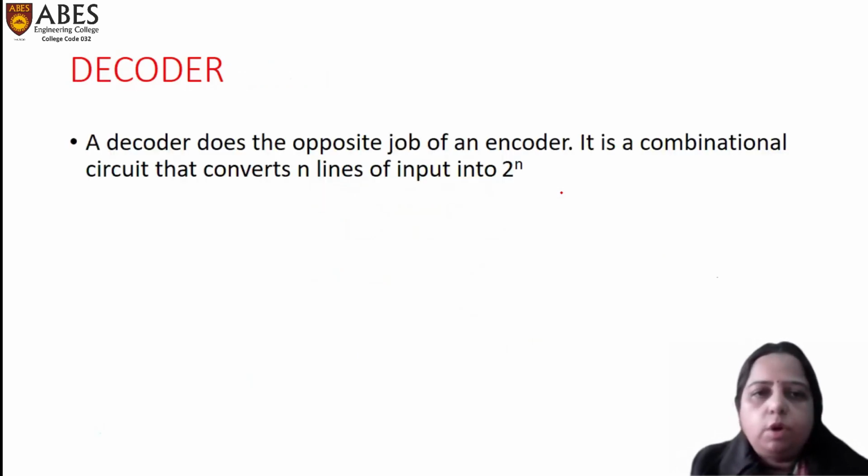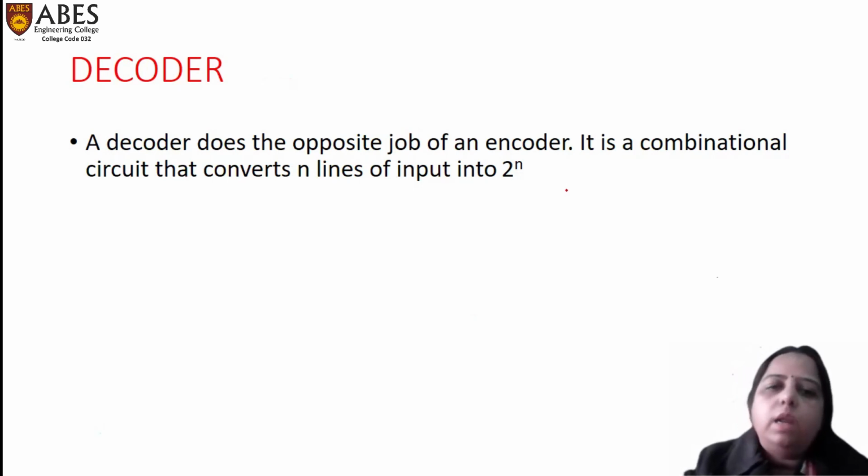Now we come to another topic, that is decoder. So decoder does just the opposite of an encoder. It is a combination circuit that converts n lines of input to 2 to the power n output lines. Means if we are having n number of input lines, then we would be having 2 to the power n output lines. So in case of this, we can have 2:4 line decoder, we can have 3:8 line decoder, we can have 4:16 line decoder.